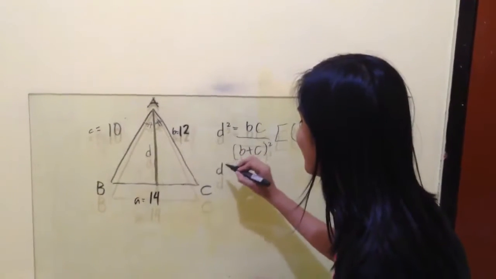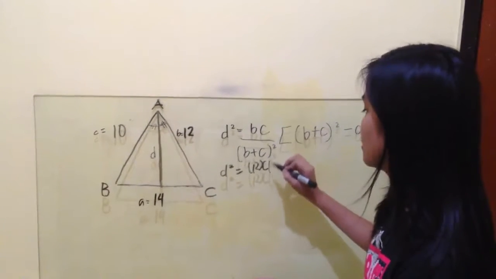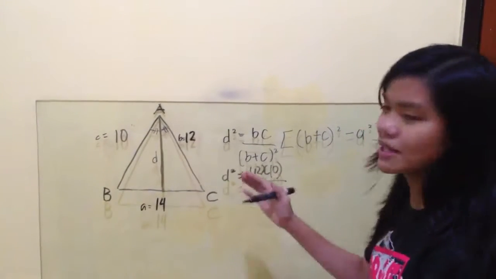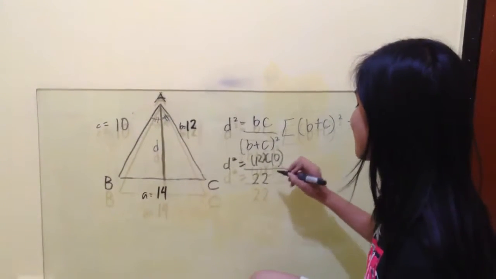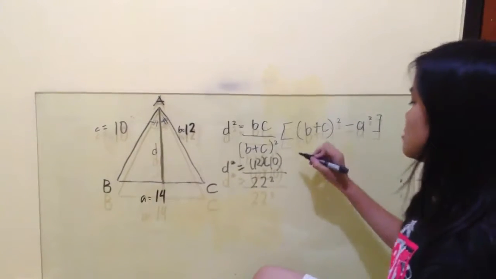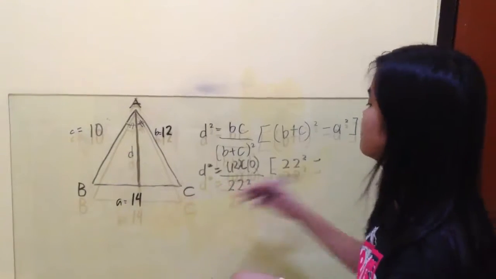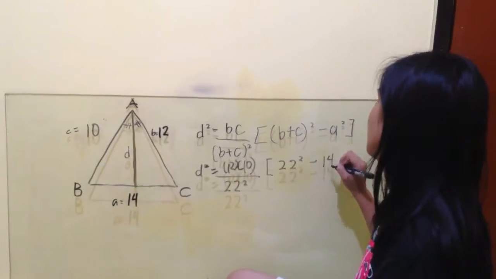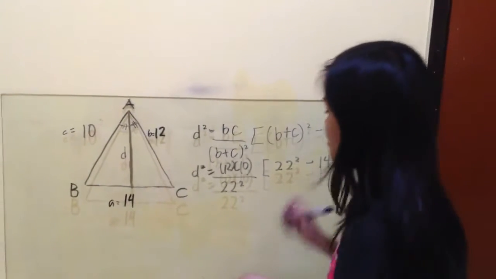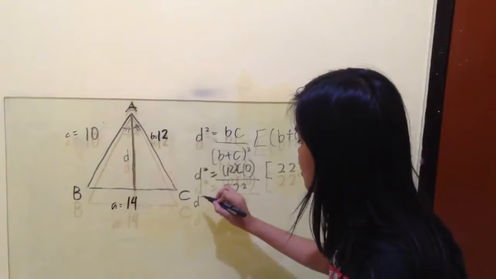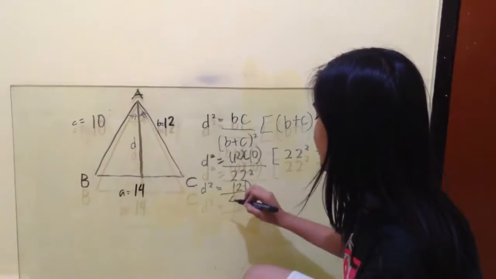So d squared is equal to 12 times 10 over b plus c, which is 22. So this will become 22 squared. The same goes with this. So this will become 22 squared minus a, which is 14, so 14 squared. Simplifying this equation, d squared is equal to 120 over 484.